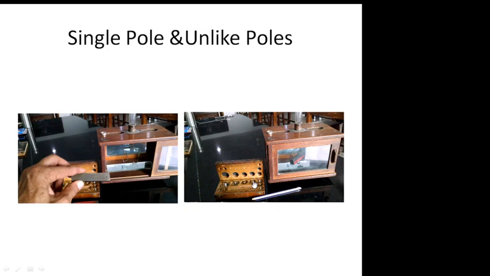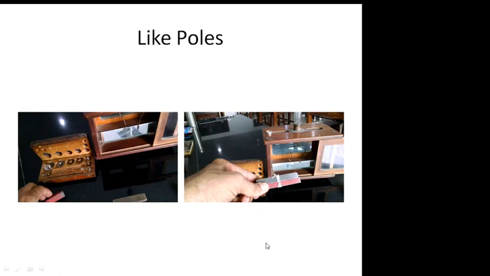The third part, that is rather the fourth part. The first part was a single pole and single magnet M1. The second part was a single magnet again, but the magnet is different, so M2. The third part is unlike poles, meaning M1 and M2 together in the unlike pole situation. And the next situation we are going to see is the like pole situation.